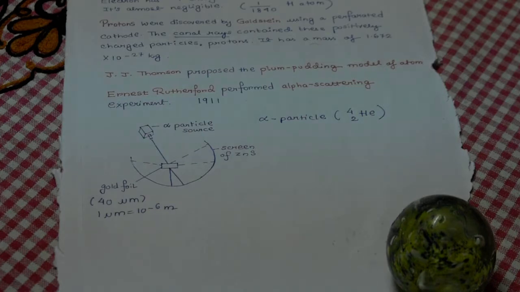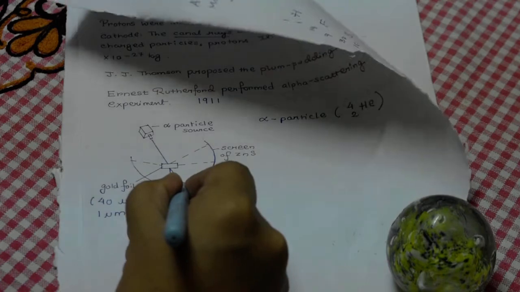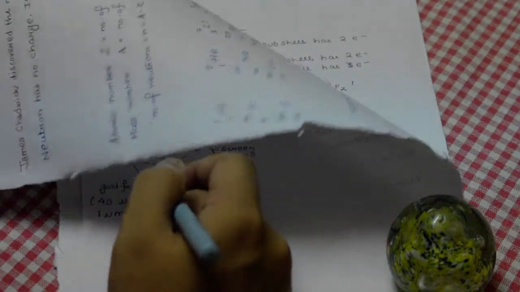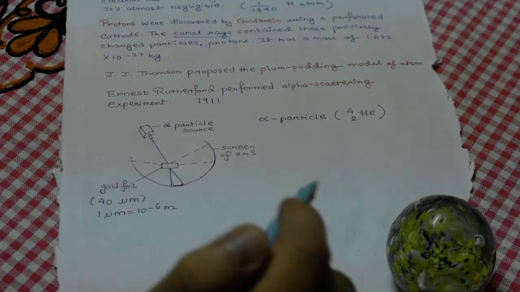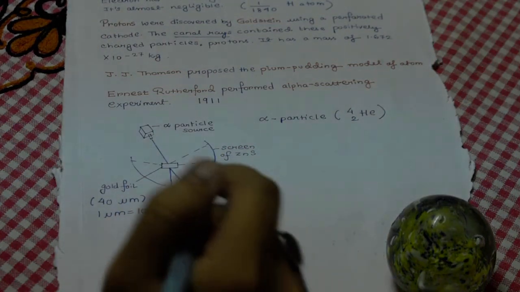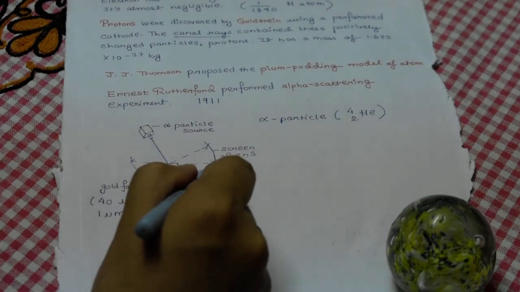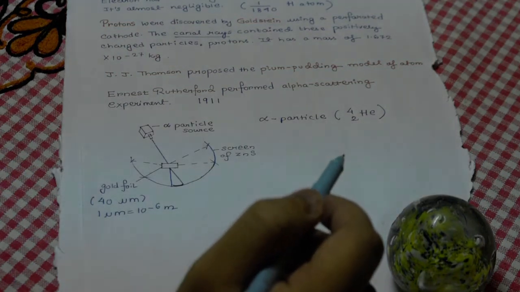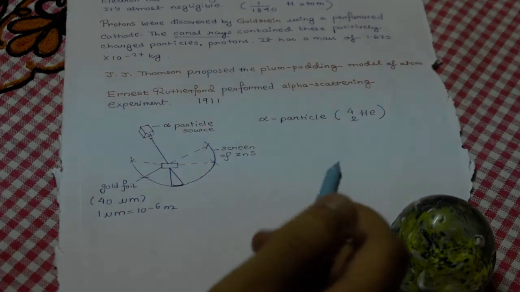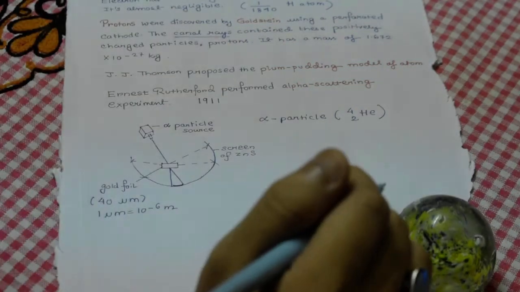What was observed? It was found that most of the fluorescence happened in the region directly behind the gold foil, which meant that most of the alpha particles passed straight through the gold foil. It was also observed that some fluorescence happened at random regions in other portions of this circular screen. So that meant that some of the alpha particles were deflected quite sharply from their original path. Now this was the observation, but what is the conclusion and what is the reasoning behind it?